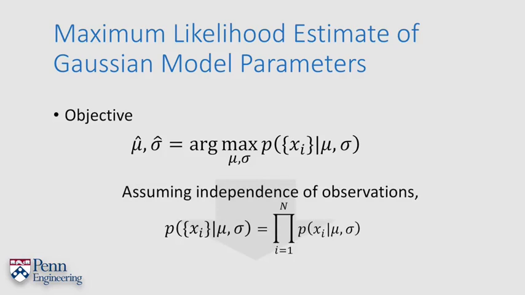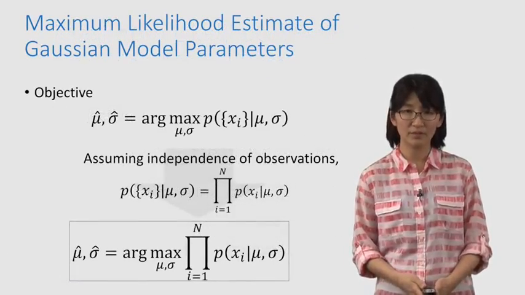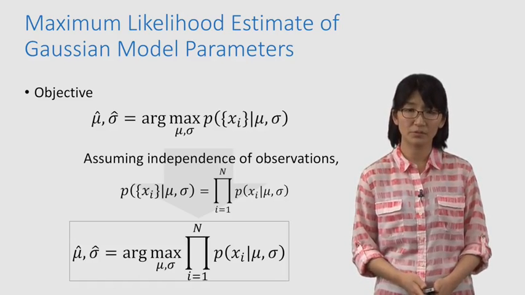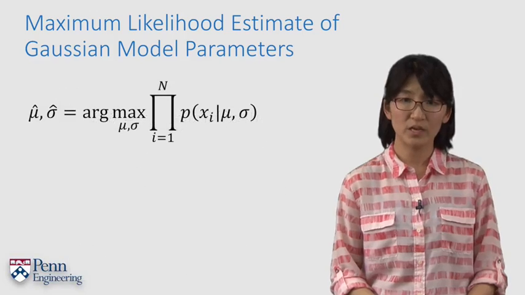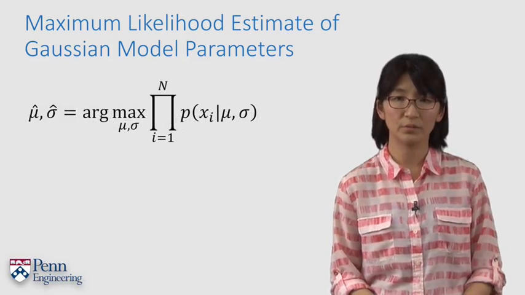However, if we assume that each observation x_i is independent of each other, the joint likelihood can be simply expressed as the product of individual likelihoods. If the concept of independence does not sound familiar, then please review the supplementary material on basic probability, which you can download. With this notation, we now look to compute the maximum likelihood estimate of mu and sigma.